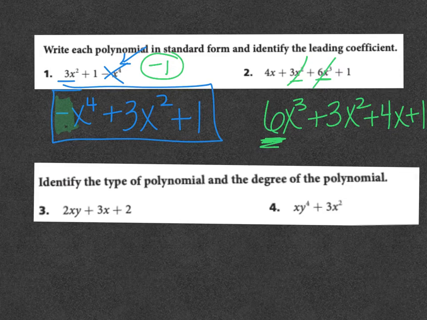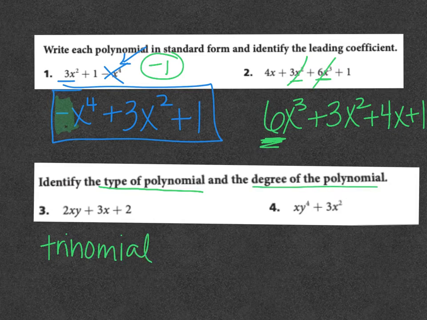All right, let's look at number 3. It says identify the type of polynomial and the degree of it. The type would be, is it a binomial or a trinomial? Well, this one has 3 terms, so it's a trinomial. And then the degree of the polynomial. I've got a 1 here, 1 here, 1 here. So you go to the term with the greatest degree, which would be this one right here, because it's got 2 exponents, so it would be the second degree.